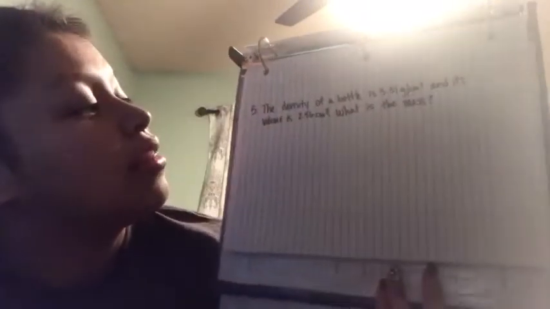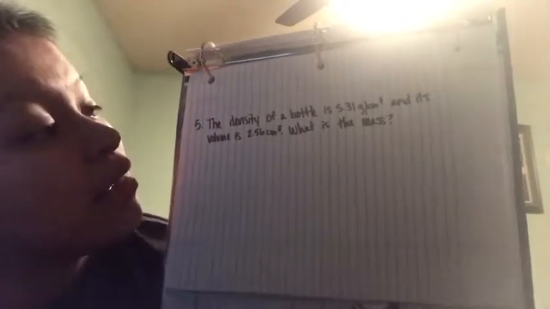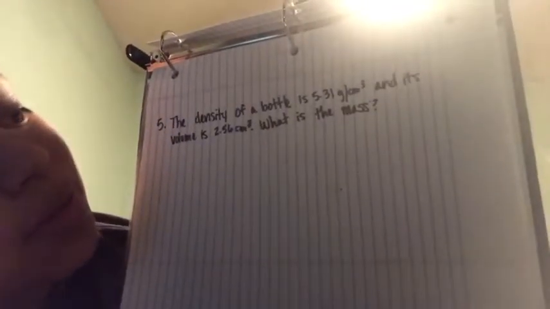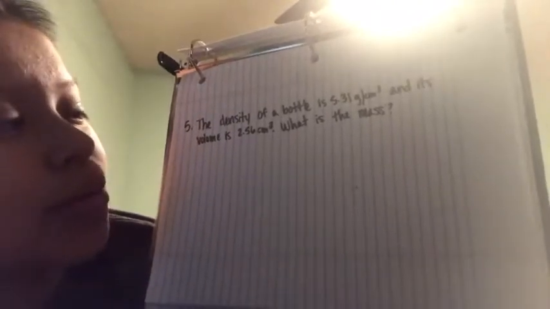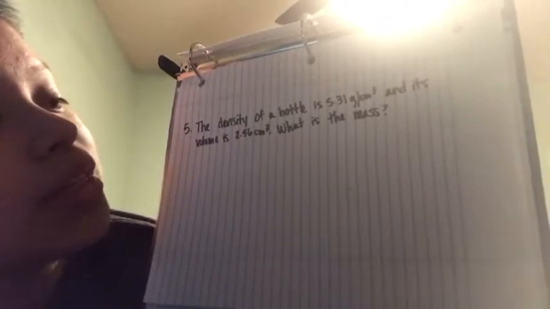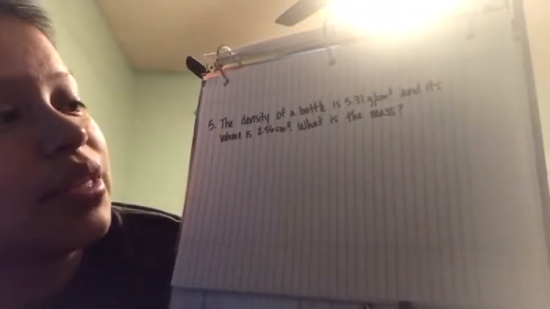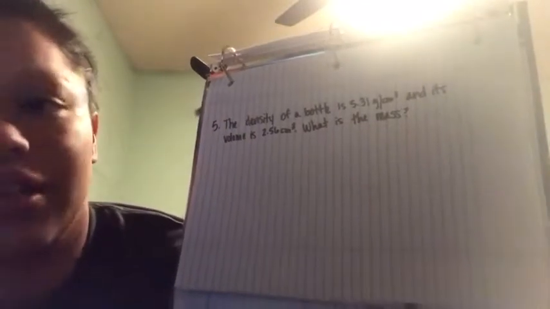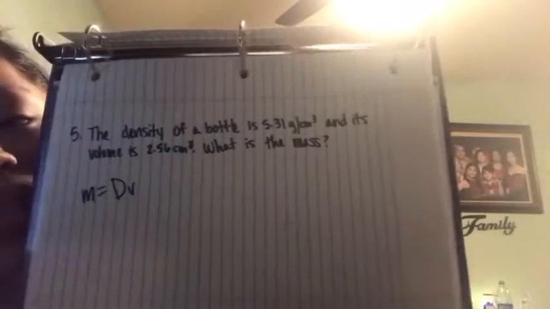So the last question that we have for density reads, the density of a bottle is 5.31 grams divided by centimeters cubed, and its volume is 2.56 centimeters cubed. What is the mass? It gives us the density and the volume. We just need to find the mass. So the equation for that again is M equals D times V. That's the formula.